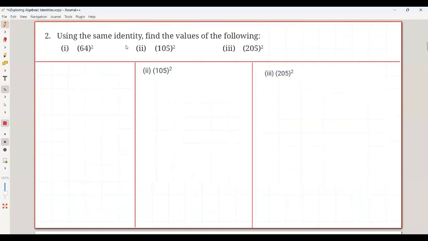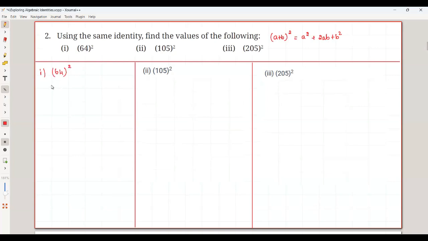Using the same identity, find the value of the following. Using the same identity means you are going to use the same identity, A plus B the whole square is equal to A square plus 2AB plus B square. Using the same identity, we are going to find the value of the following. First one is given as 64 the whole square.